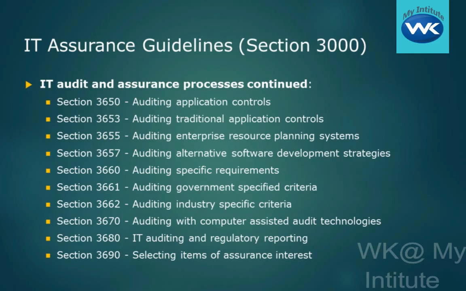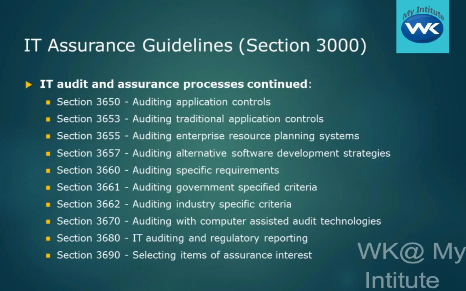Some of the other areas that we see in the IT assurance guidelines, again, this is from the ITAF. Remember, a lot of it was built on what we've already looked at with ISACA. Section 3655 would be one of those areas: auditing the enterprise resource planning systems, what we talked about before with the ERP. Section 3657 dealt with auditing alternative software development strategies. So again, software development strategies, and we might be looking at the whole software development lifecycle, that SDLC.